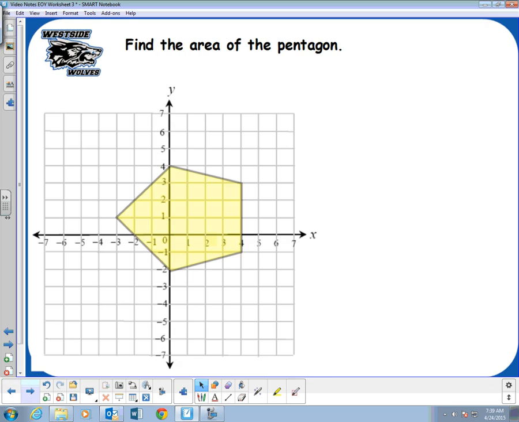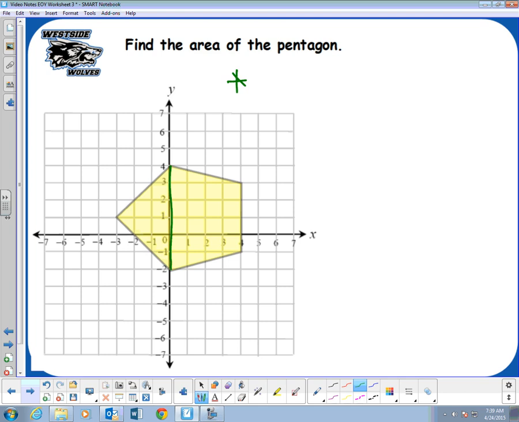All right, here's another one for you to practice. This one's a nice trapezoid. So stop the video and try this one. Now, if you did this one, let's do a little quick check.